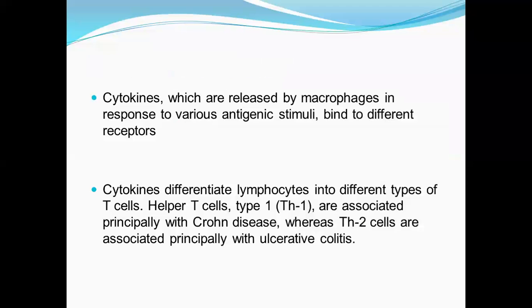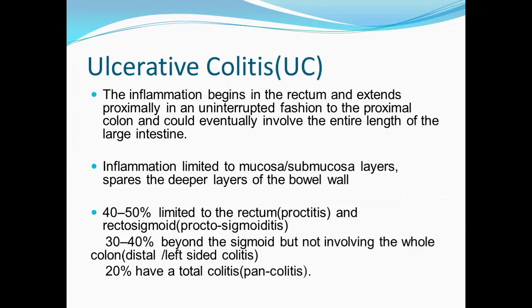So cytokines which are released by macrophages in response to various antigenic stimuli bind to different receptors. These cytokines differentiate lymphocytes into different types of T cells. We have the T helper 1, which are principally associated with Crohn's disease, and T2 cells, which are principally associated with ulcerative colitis. So let's talk about ulcerative colitis.